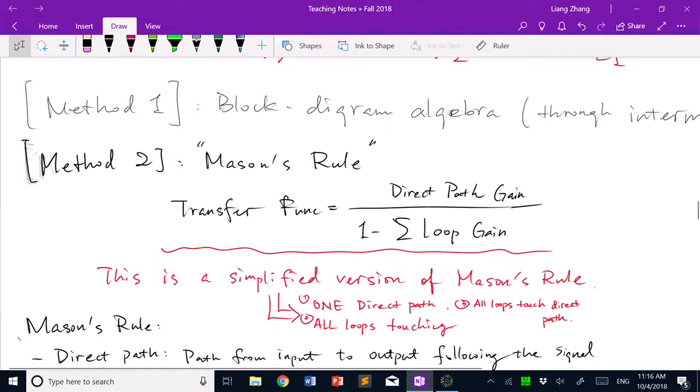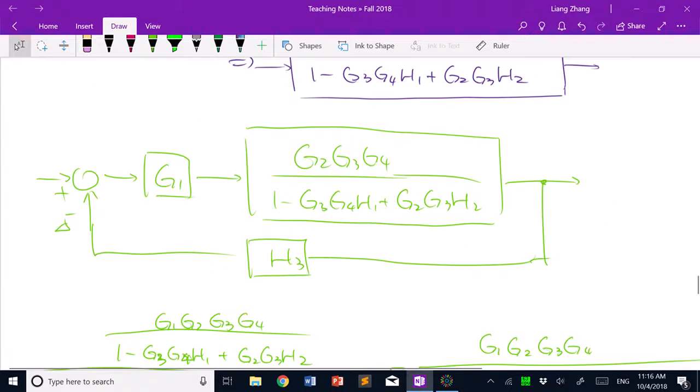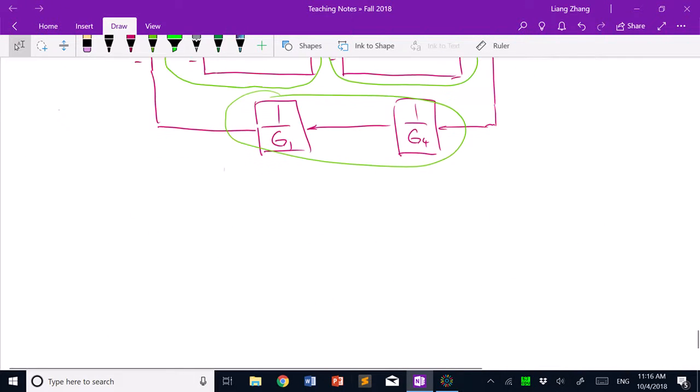Now, if you decide to use the simplified version, you have to make sure you only have one direct path, all loops are touching, and all loops touch the direct path. If one of these three conditions is violated, you are not able to use the simplified version. Right? So this is the calculation.